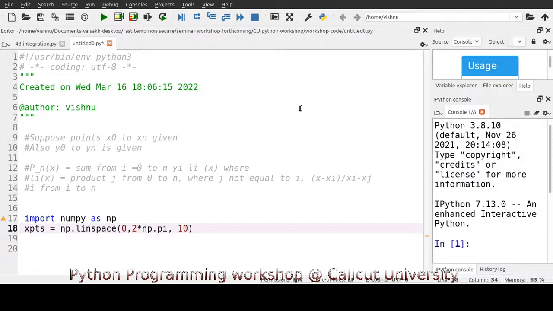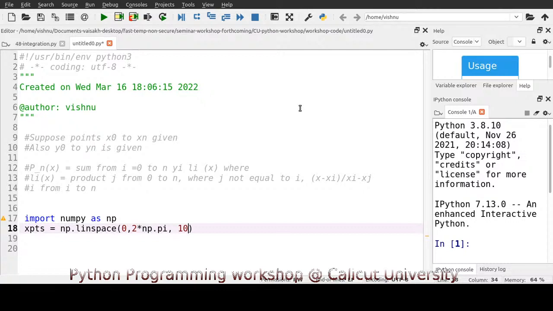The polynomial also will be increasing in degree. Remember that each polynomial Li of x has x minus xj by xi minus xj, where this xj is varying, and we are taking the product over j. Remember that. And Pn of x is actually the sum of the Li of x. So, what is the degree of Pn of x then?